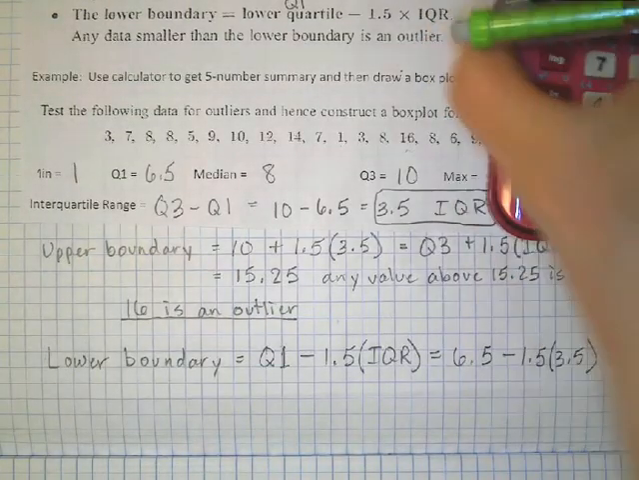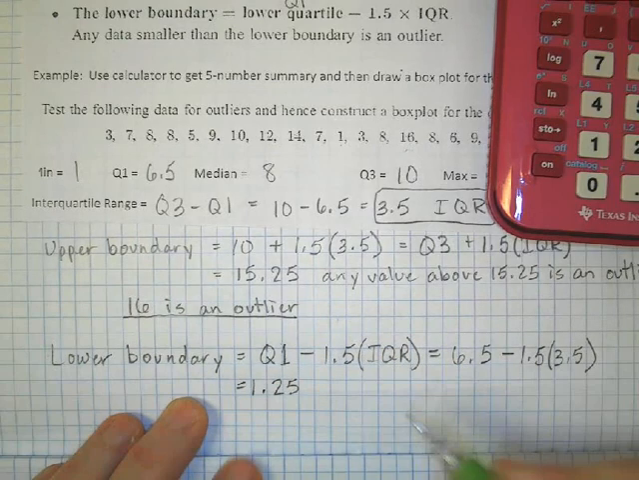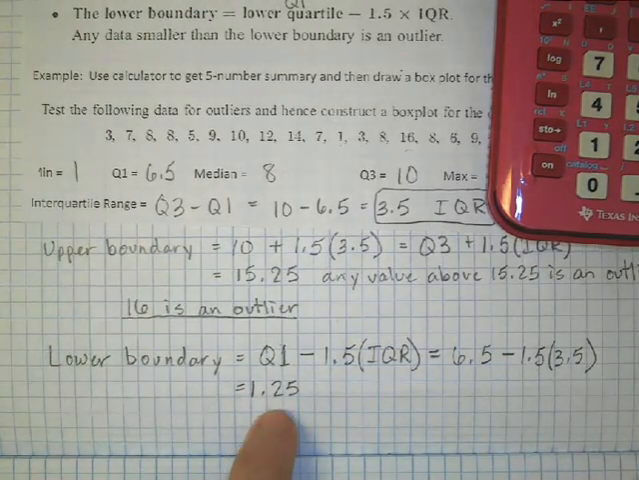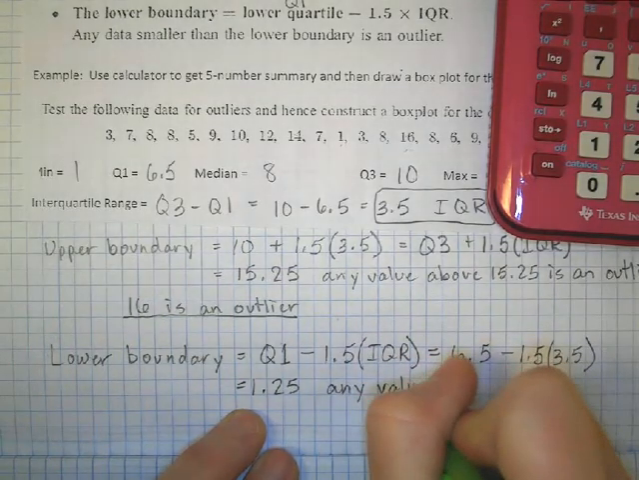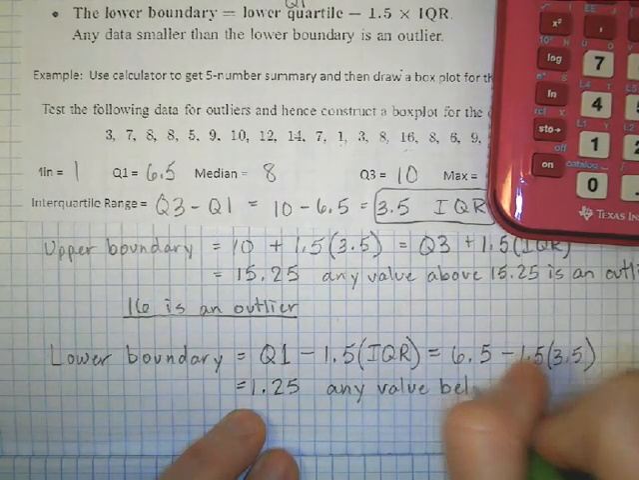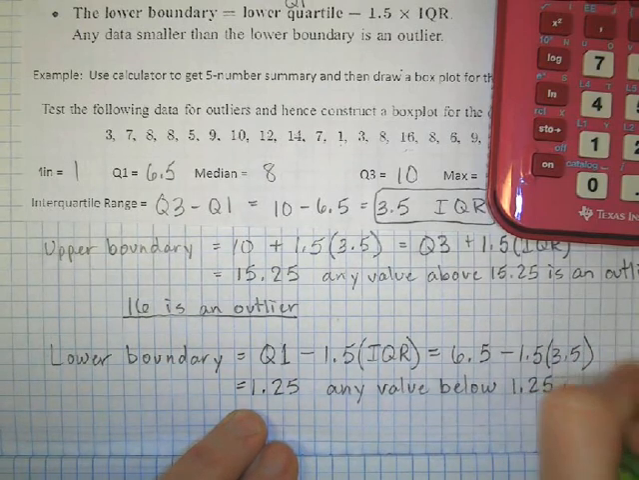So this equals 1.25. So that means any value below that will be an outlier. So any value below 1.25 is an outlier.